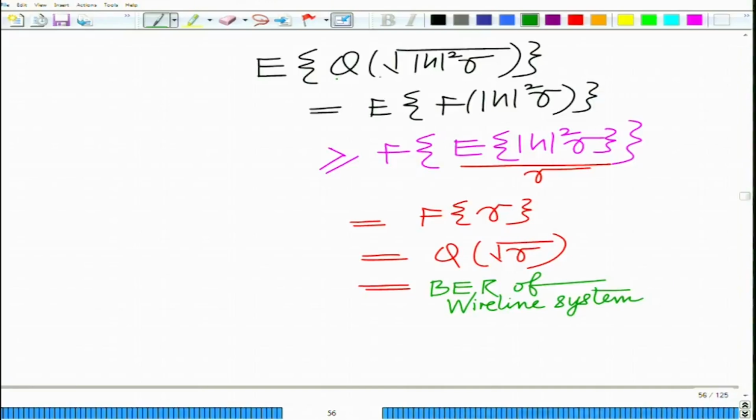And what is this? Remember, Q of square root of magnitude h square gamma is the instantaneous bit error rate of the wireless communication system, which implies that expected value of this is the average bit error rate of a wireless communication system.